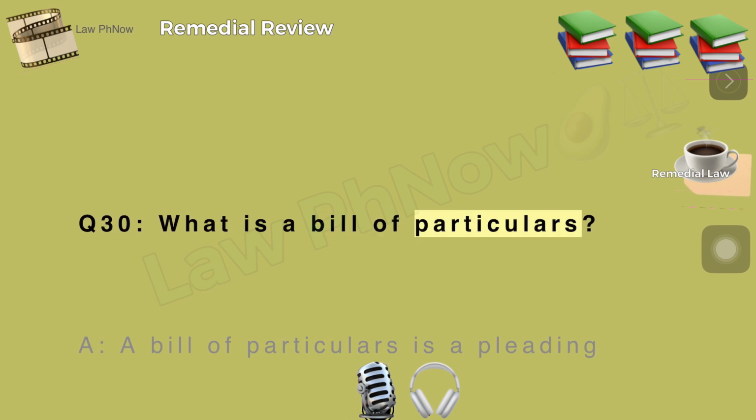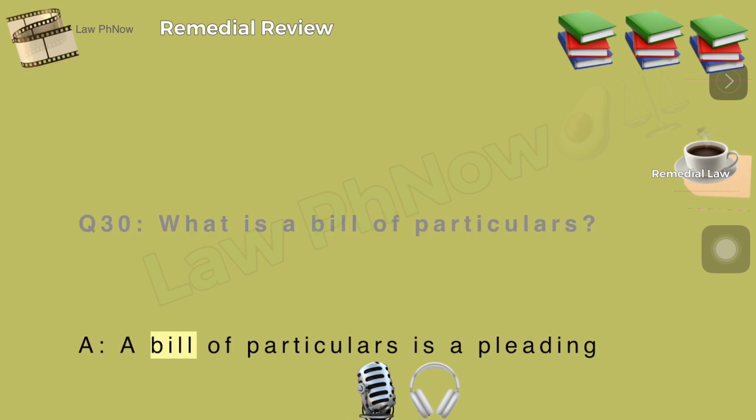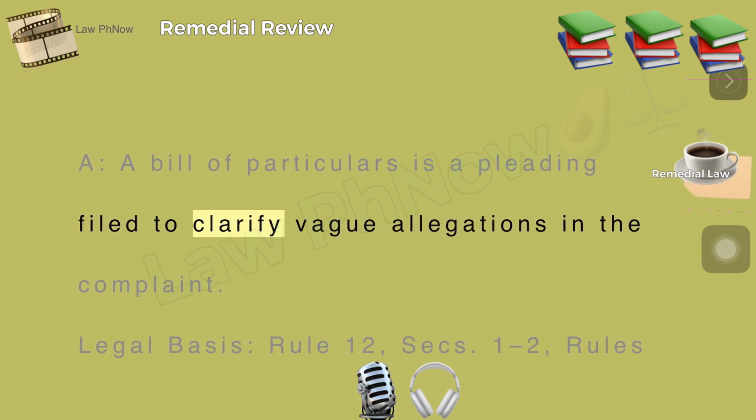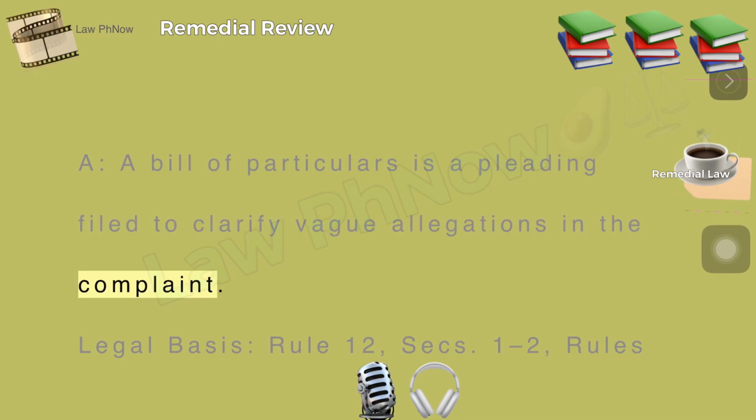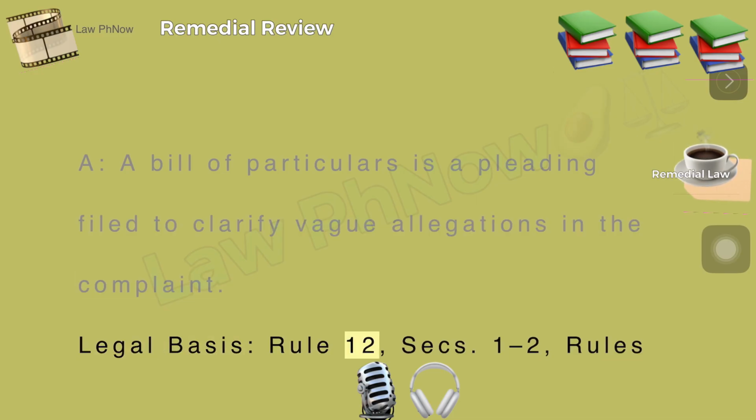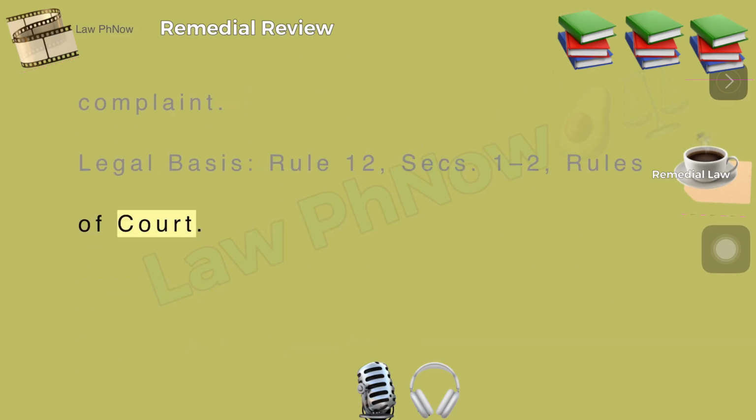Q30. What is a bill of particulars? A. A bill of particulars is a pleading filed to clarify vague allegations in the complaint. Legal basis: Rule 12, Sections 1 to 2, Rules of Court.